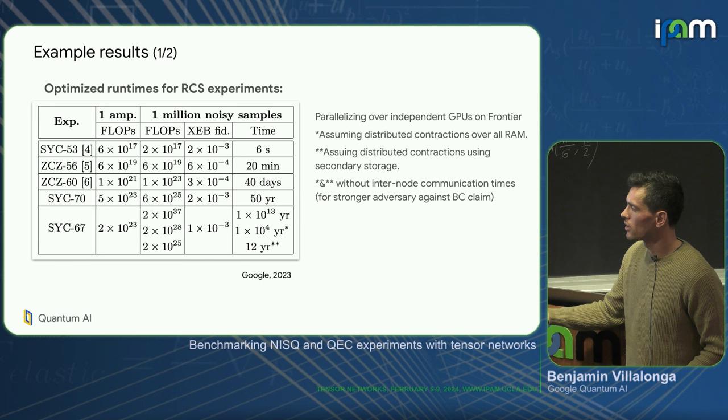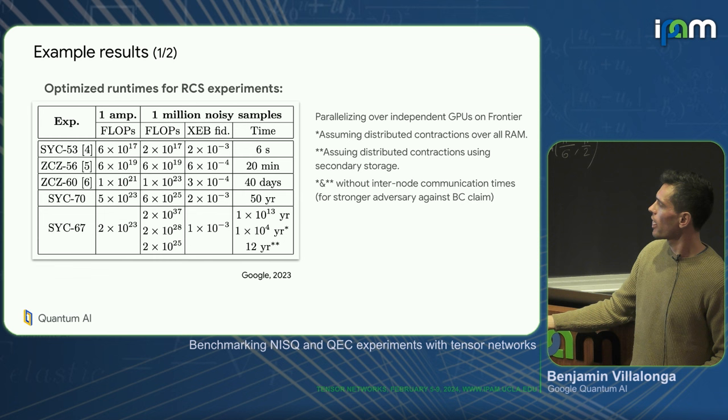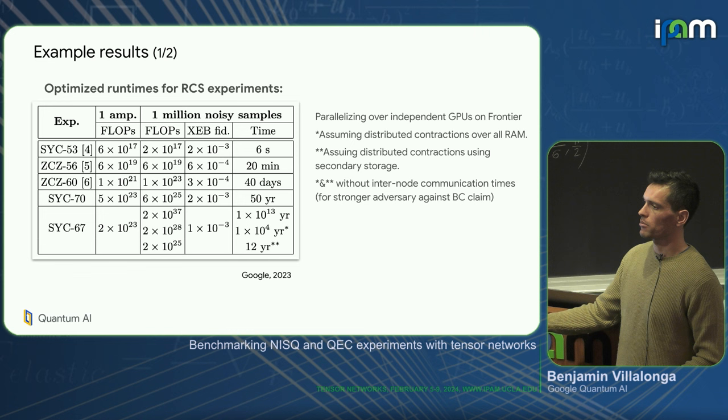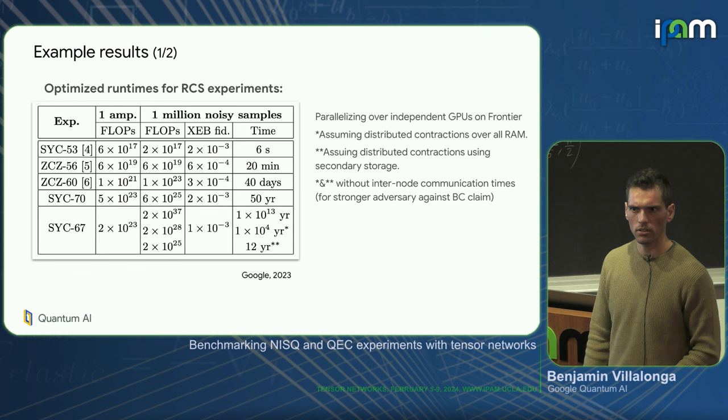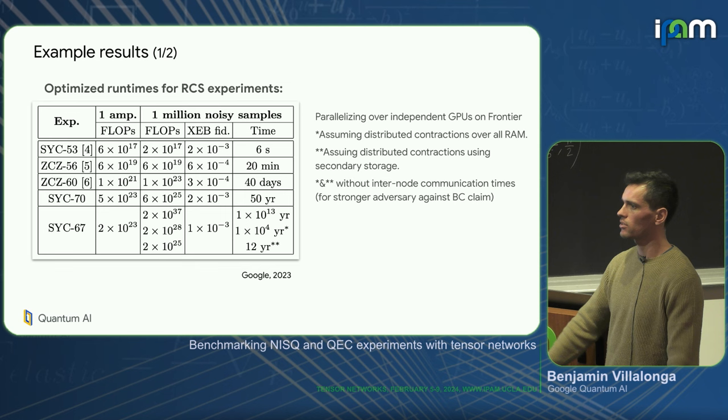Yes, so these circuits, I forgot to put the depth here. They have much, much larger depth than these. So the tensor network is much bigger. It's, if I remember correctly, about 30% bigger, something like that. So even though there are slightly fewer qubits, there's much, much more depth.